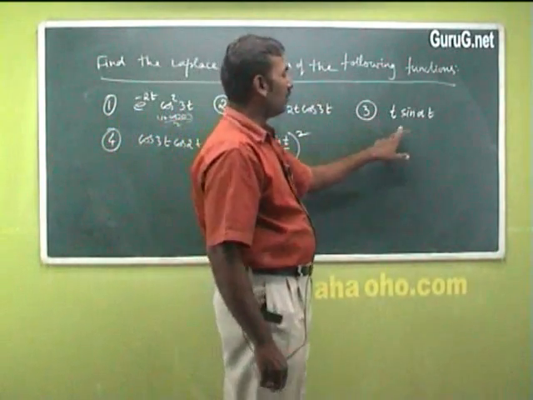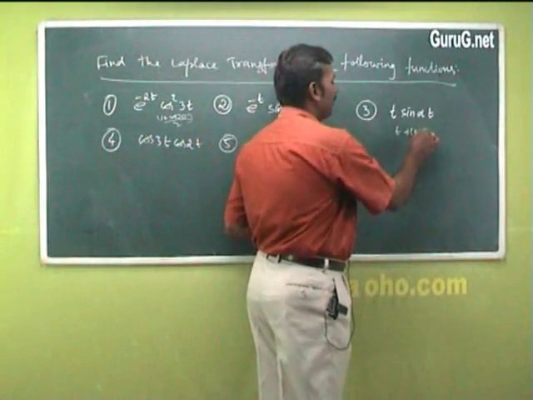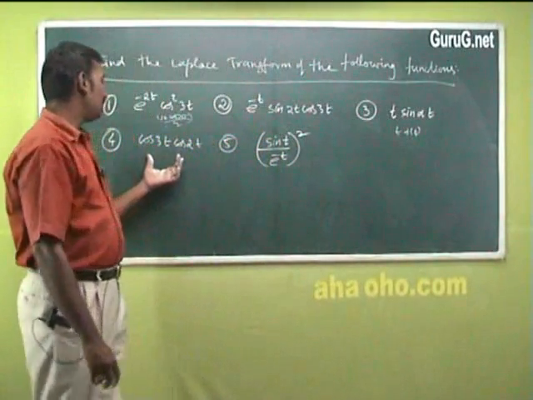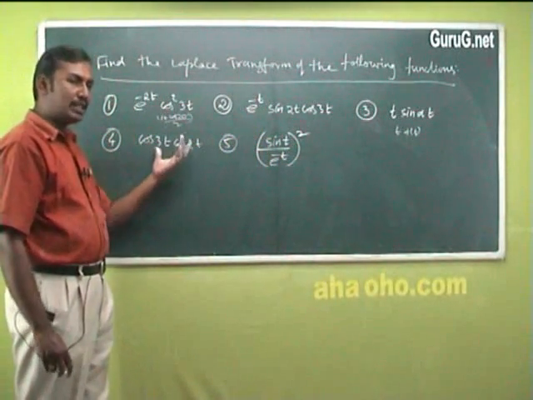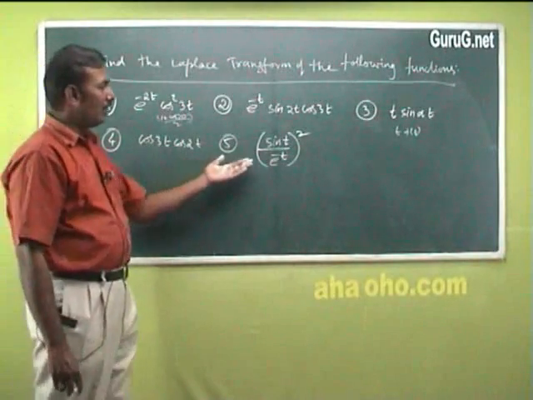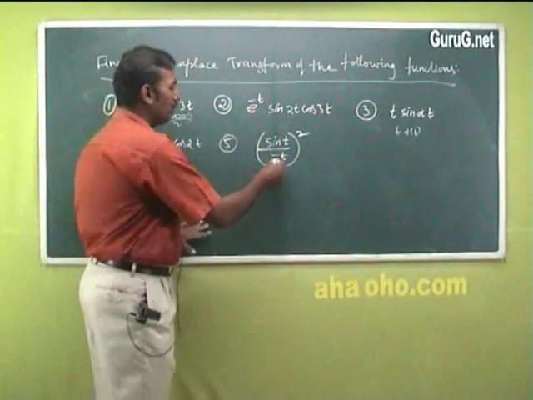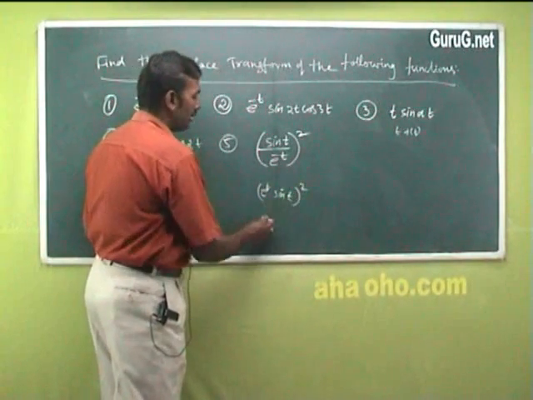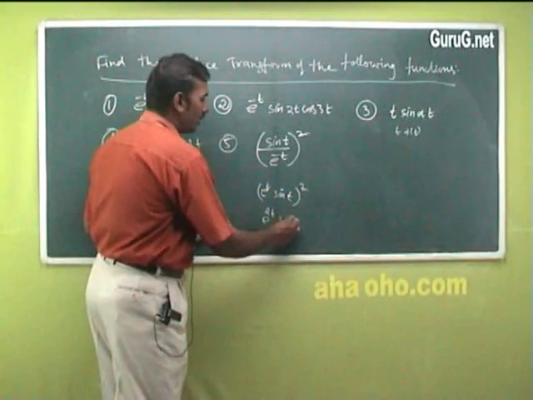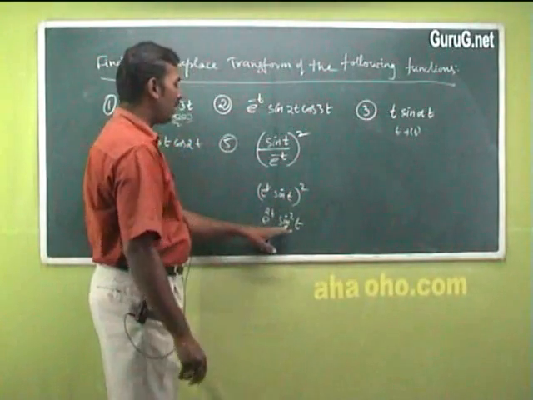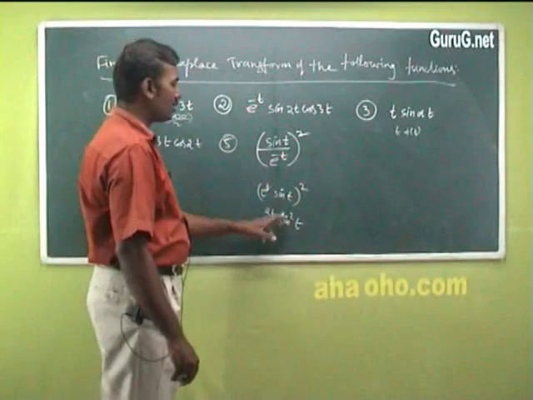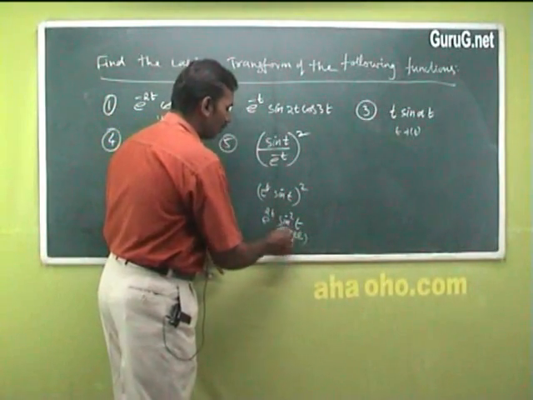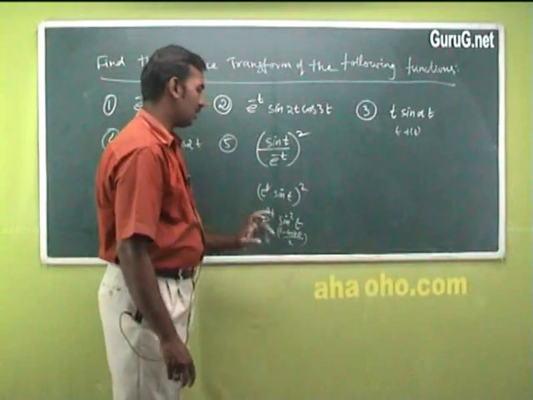And this one is of the form t into f of t, so you apply the derivative formula. And for this one you apply the cos a cos b formula and then take the Laplace transform. And here you bring it into the numerator. How can we write this? e power t sin t the whole square. So this becomes e power 2t sin square t. Again you apply the shifting property. For sin square t you apply the formula 1 minus cos 2 theta by 2. Now instead of theta we have t here, right?